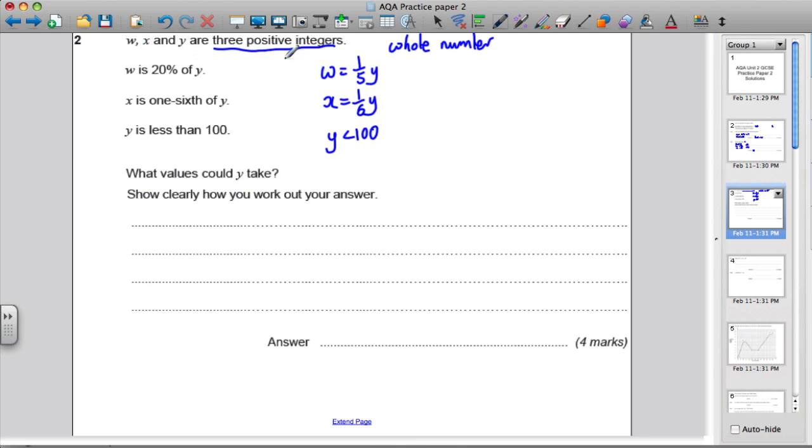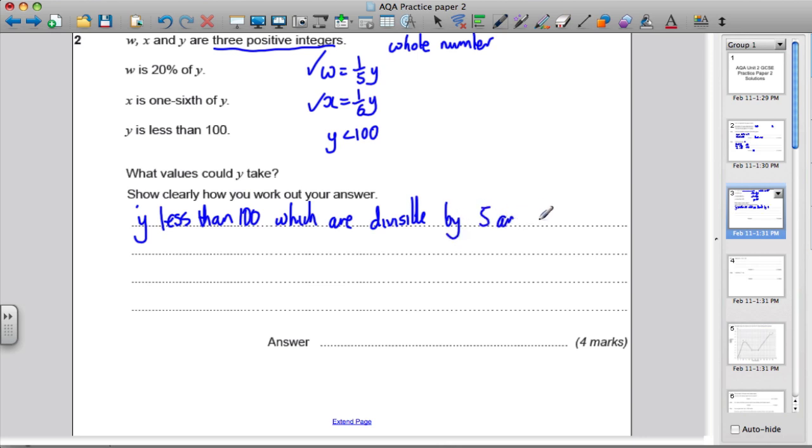Now, given that W, X and Y are whole numbers, for W to be whole, Y must be divisible by 5. For X to be whole, Y must be divisible by 6. So you're looking for numbers Y less than 100 which are divisible by 5 and 6. So really you're looking for the common multiples of 5 and 6.